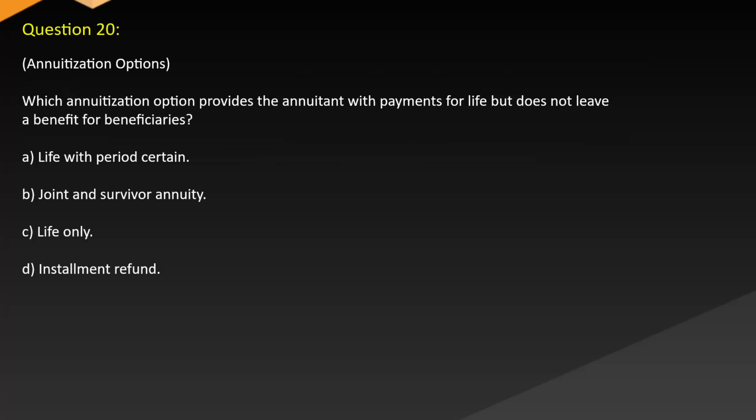Question 20. Annuitization options. Which annuitization option provides the annuitant with payments for life but does not leave a benefit for beneficiaries? A. Life with period certain. B. Joint and survivor annuity. C. Life only. D. Installment refund.